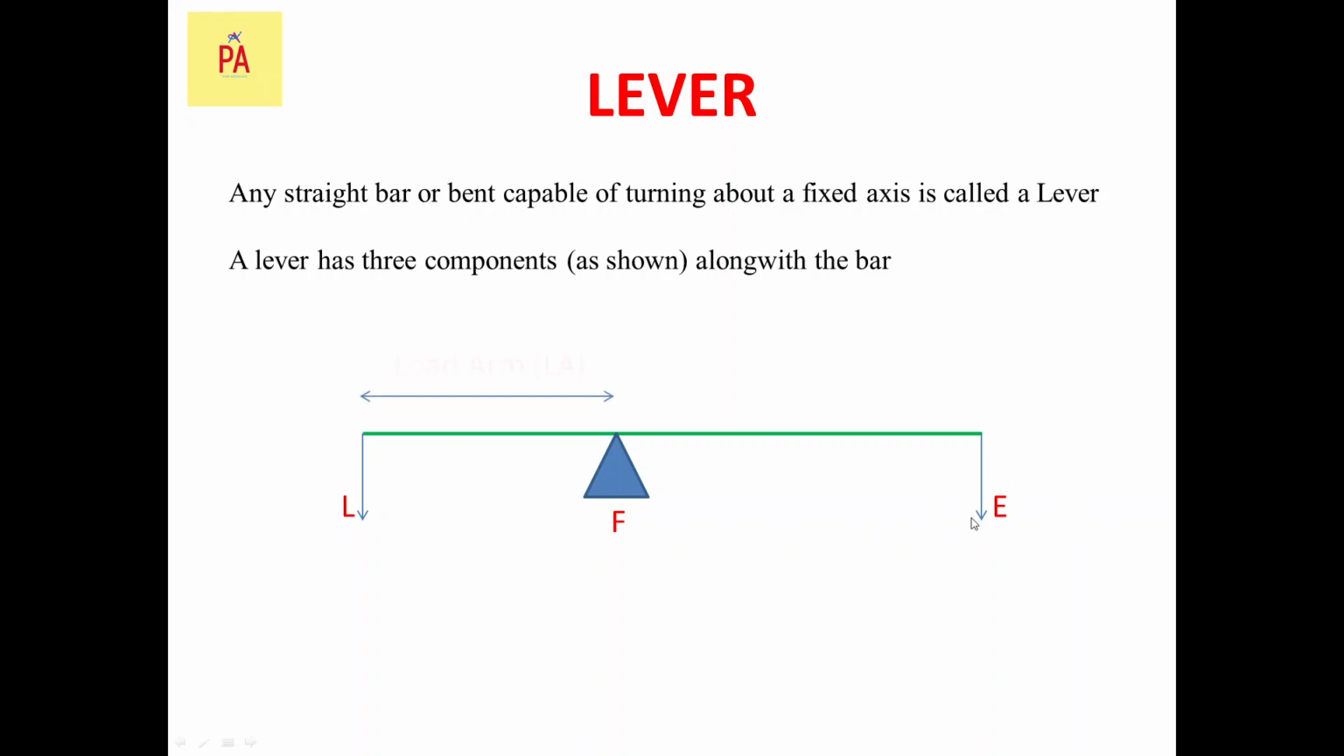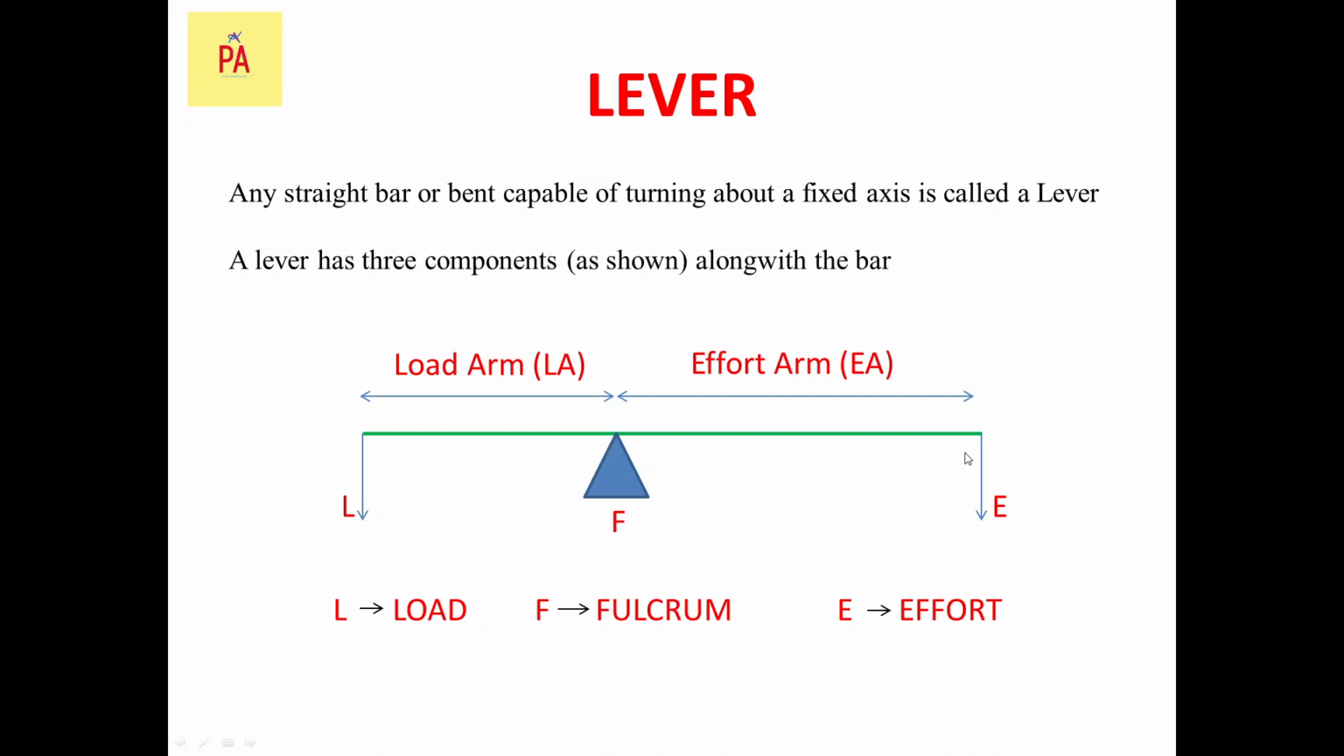Out of these three components, fulcrum, load and effort, come the other concepts of load arm and effort arm. As a whole, a lever is composed of load, fulcrum, effort, or effort, fulcrum, load. The load arm is the length between the load point and the fulcrum point. Similarly, the effort arm is the distance between the fulcrum point and the effort point. So that is your effort arm. So L for load, F for fulcrum, E for effort.